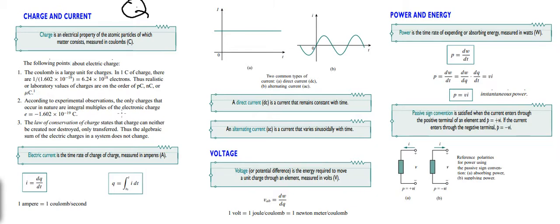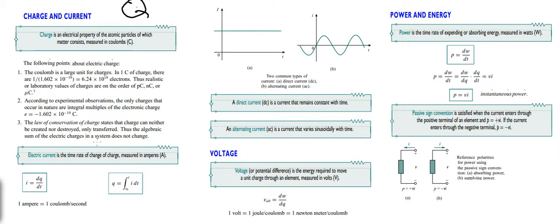Now for number three, the law of conservation of charge states that charge can neither be created nor destroyed, only transferred. Thus, the algebraic sum of the electric charge in a system does not change. Let's move on to electric current.